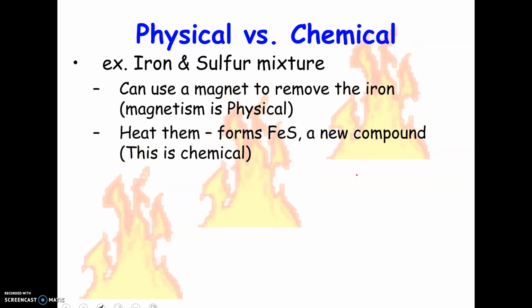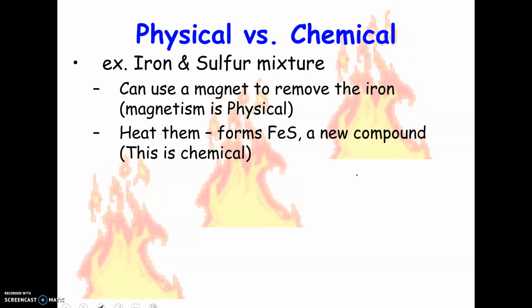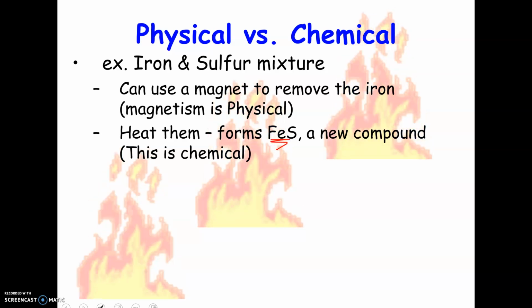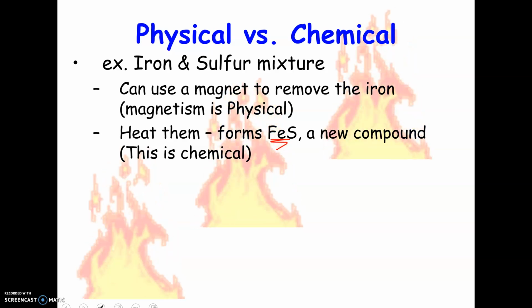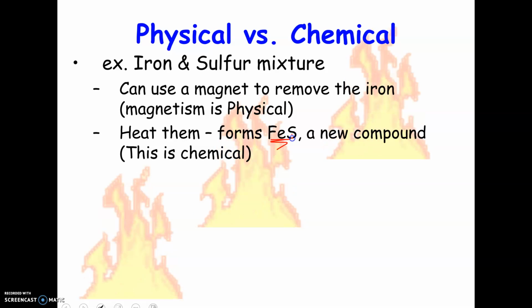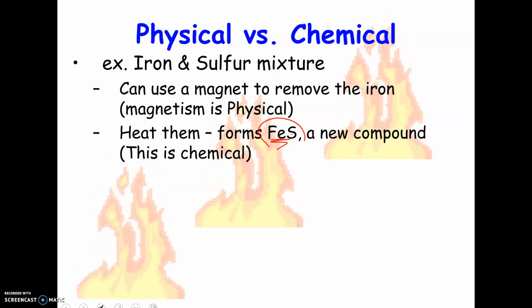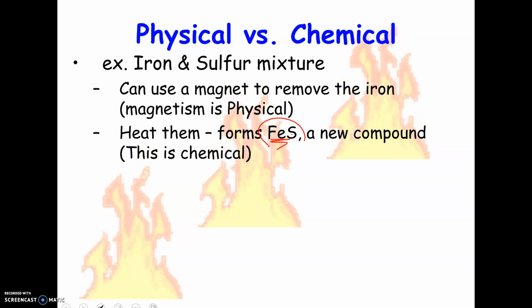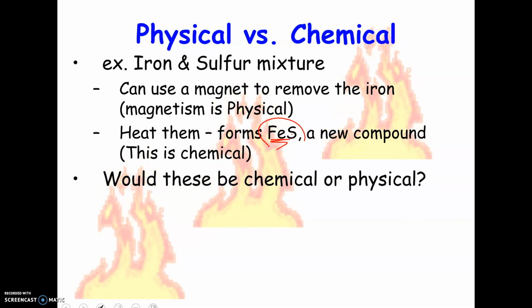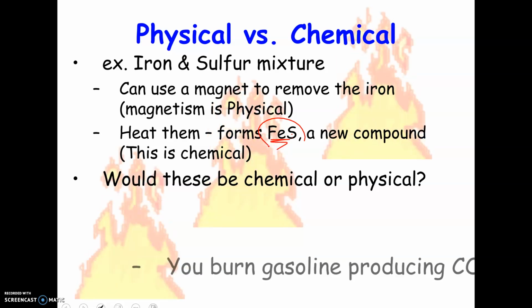But if I was to heat them and put them through a chemical reaction, I would get a brand new compound, iron sulfide. And that compound would have completely different properties. It would no longer be magnetic. Sulfur is actually yellow. This would no longer be yellow. The iron would no longer be a shiny metal. So the properties would completely change. So that would be chemical.